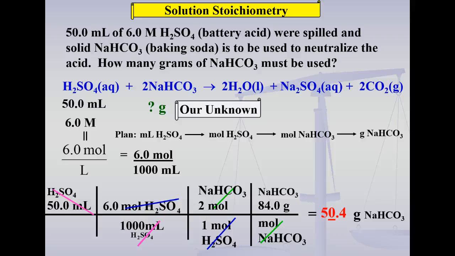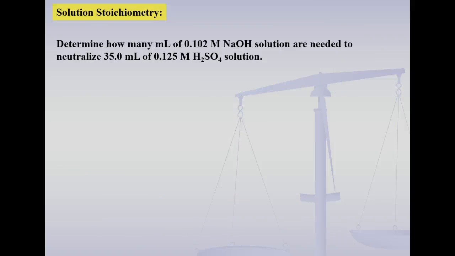Let's take a look at another example. We want to know how many milliliters of 0.102 molar sodium hydroxide solution are needed to neutralize 35.0 milliliters of a 0.125 molar sulfuric acid solution. So now we're going to use the molarity, and both are given and are unknown. Balanced equation.